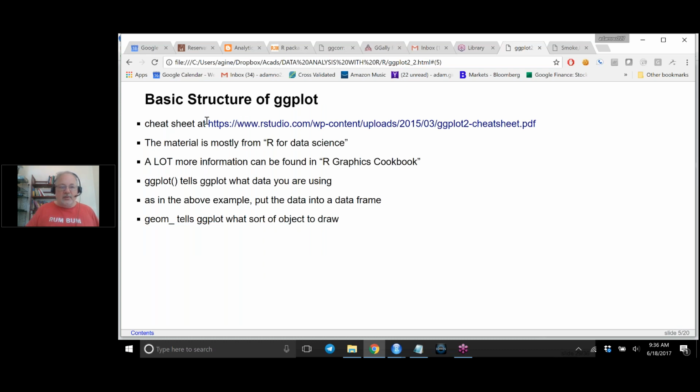Right, so here's something important. If you're interested in getting a cheat sheet which shows you the commands, you can just go to that or just Google Ggplot cheat sheet. This material mostly comes out of R for Data Science.